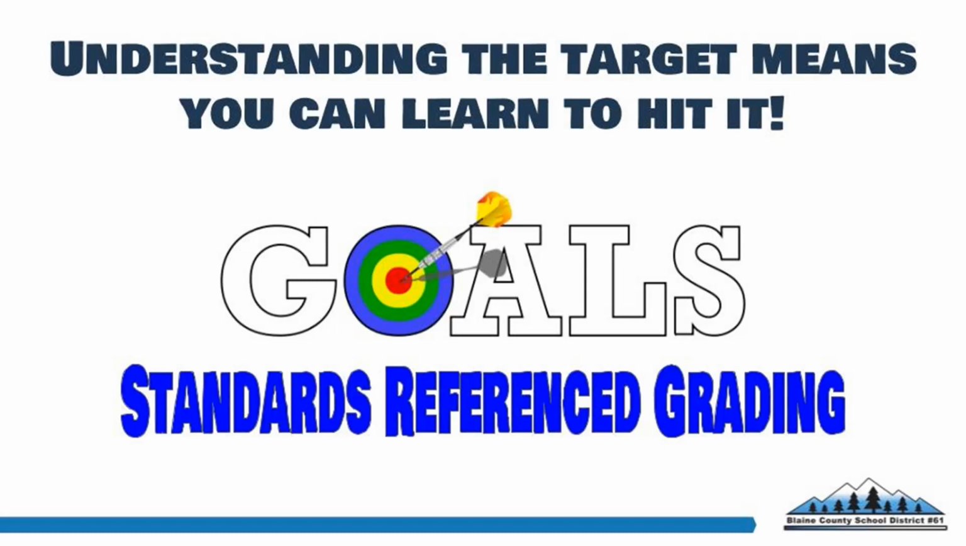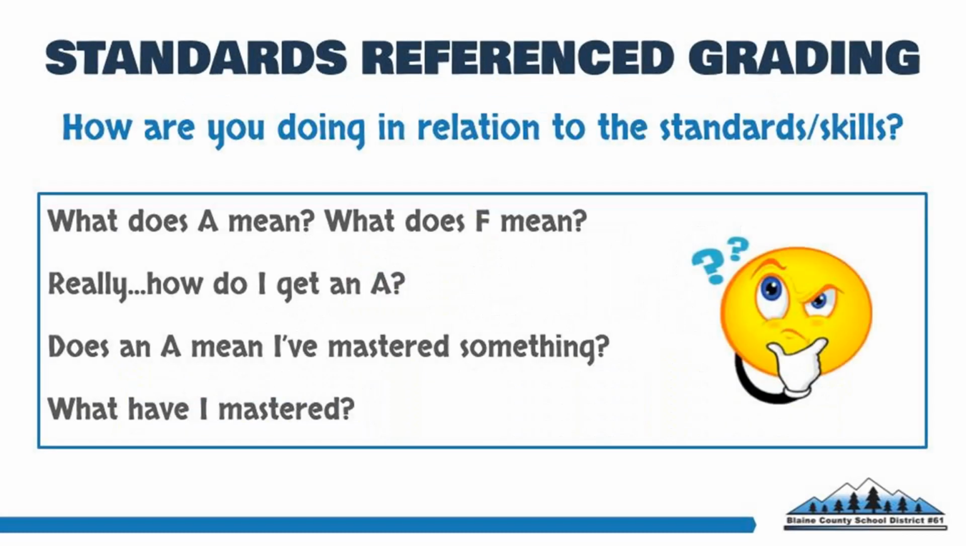So the key to understanding standards reference grading or mastery-based grading is understanding what the target is so that you can actually hit it, right? Any athlete knows that they are trying to create either a personal record or a school record or a state championship record. They know the target. And so they work and they train and they get feedback from coaches to achieve that target. This is the same idea in other areas of learning. So really what we're looking at is how are skills being built and how the student is doing in relation to those standards or those skills.